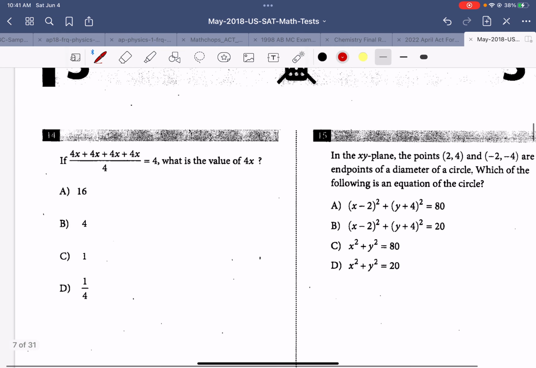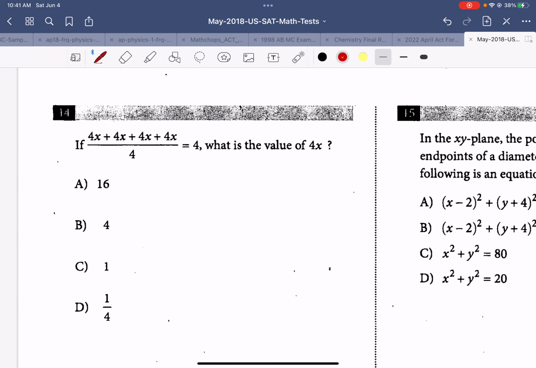Now let's move on to number 14. They ask you what is the value of 4x. So when you add the top one, 4 times 4x is 16x over 4 equals 4. When you reduce by 4, it's 4x equals 4. Some people look for x and then pick 1, but you have to read it carefully. They ask you 4x itself, so the answer should be B. So don't get trapped. They didn't ask you for the x value.